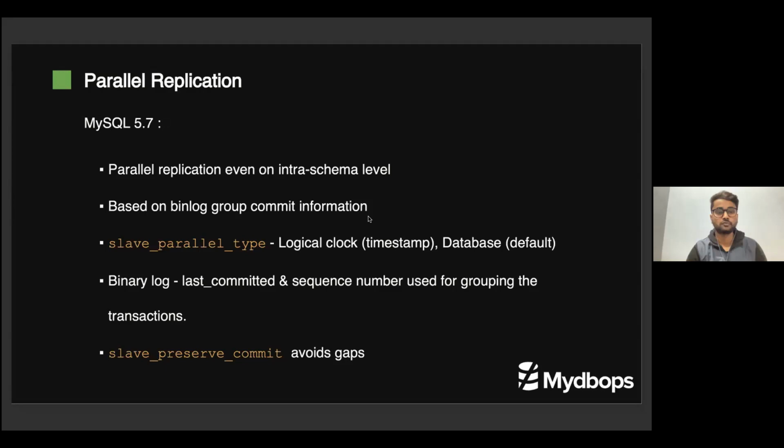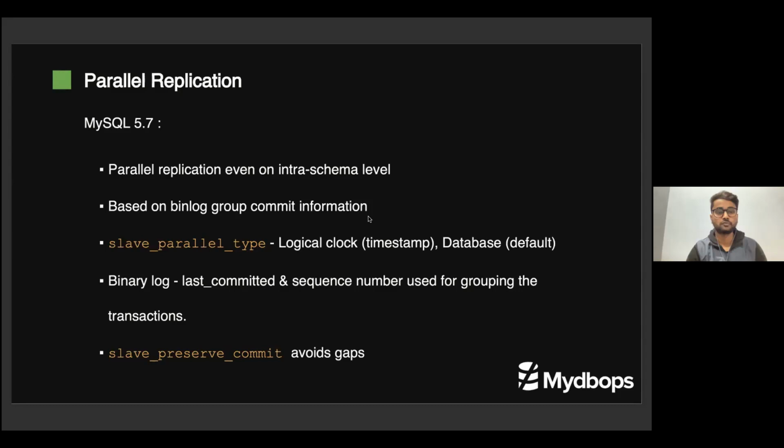Binlog group commit information: whatever transactions are grouped together based on the last committed and sequence number are applied parallelly on the replica servers, and this can be enabled by setting slave_parallel_type equal to LOGICAL_CLOCK. That is basically tracking all the transactions based on their timestamp and making the groups. And the second option is DATABASE, which is the default as in 5.6, which will do the parallel application based on per database level.